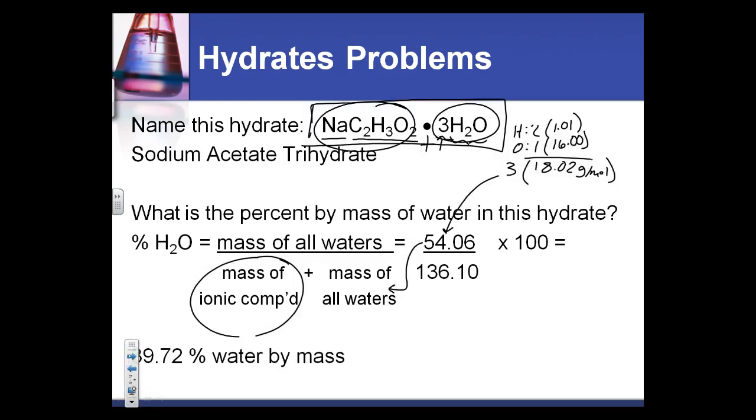And this one we would say as 39.72% water by mass. So it's almost 40% water, that entire compound. All right, so that's the percent mass in water.